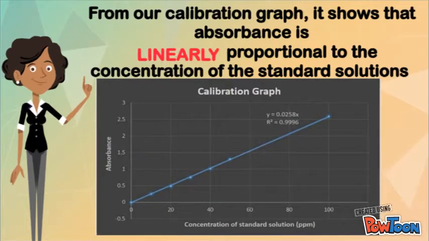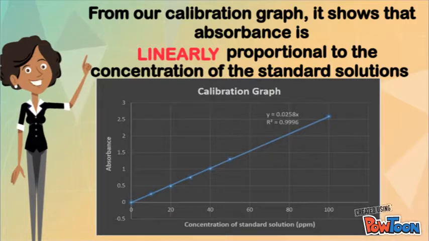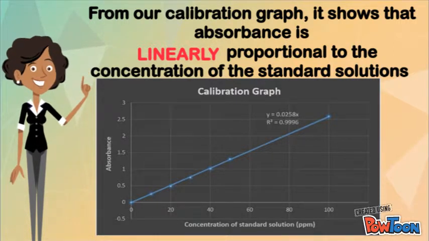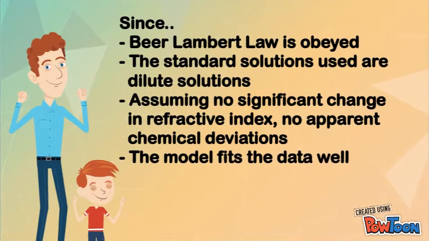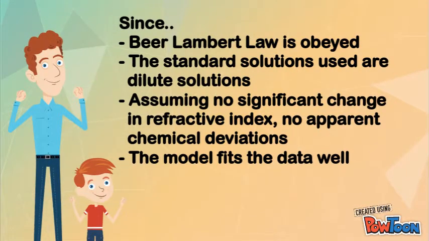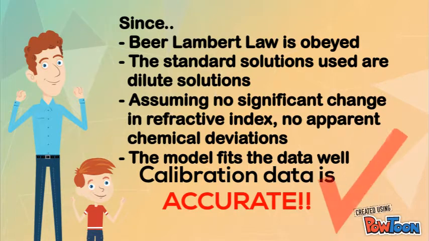From our calibration graph, we can see that there is a good linear relationship between absorbance and the concentration of standard solutions. The R-squared that represents the linear regression coefficient is 0.9996, which is close to 1 and shows the accuracy is 99.96%. This indicates that the model fits the data well, hence it can be concluded that the calibration data is accurate.